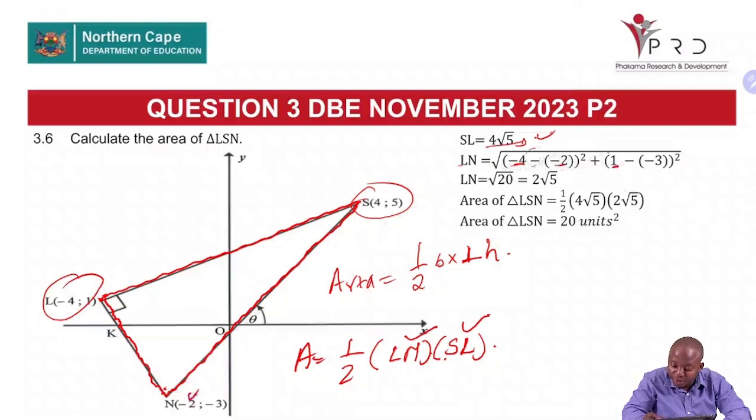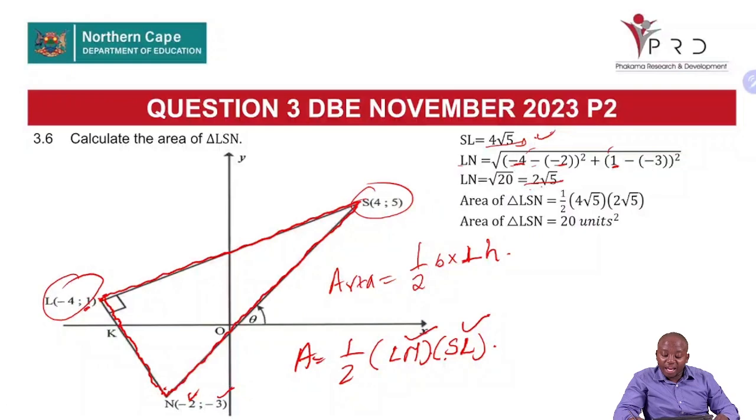So remember, this is for N, this is for N. Y coordinate of N with L, sorry, which is 1 minus the y coordinate of N, which is -3 squared. Then we find that LN is 2√5 and we have 4√5. Then the area of triangle LSN is now given as half. Our base in this case, as I've mentioned, is LN. So it is LN, which is 2√5, the length of LN, into the perpendicular height, which is my SL, which is what? 2√5. Then the area of LSN is how much? It's 20 units squared. Right.